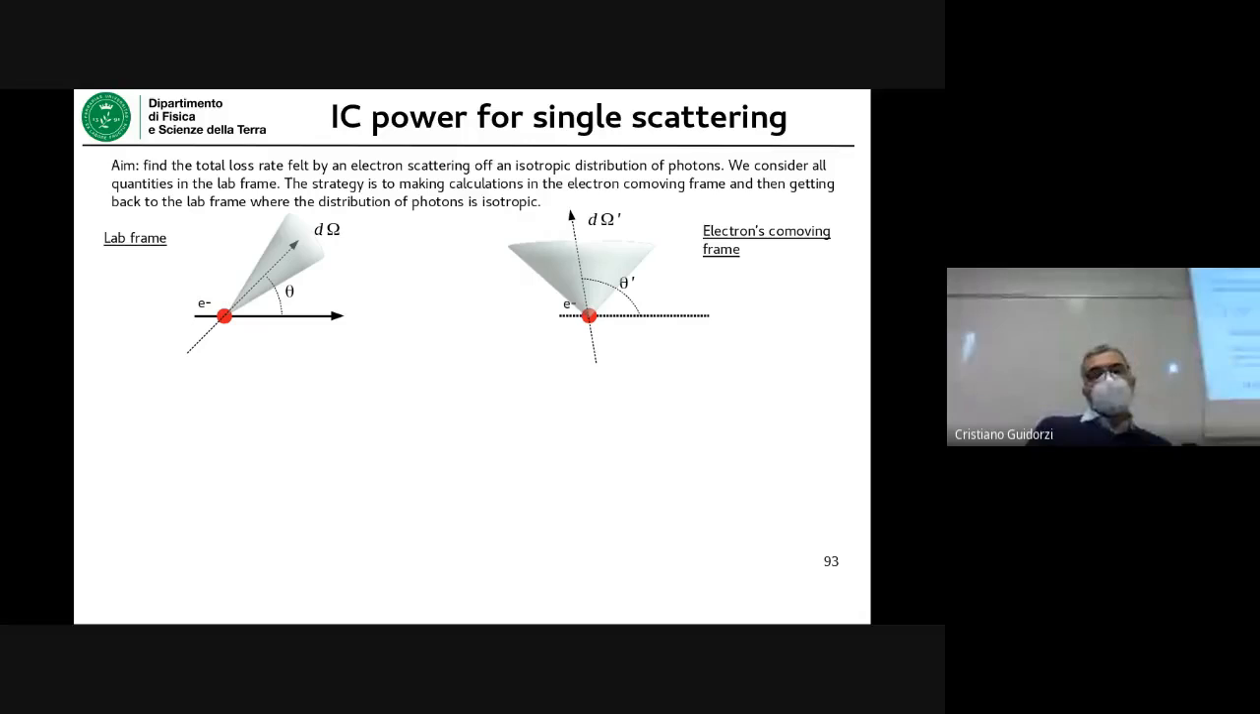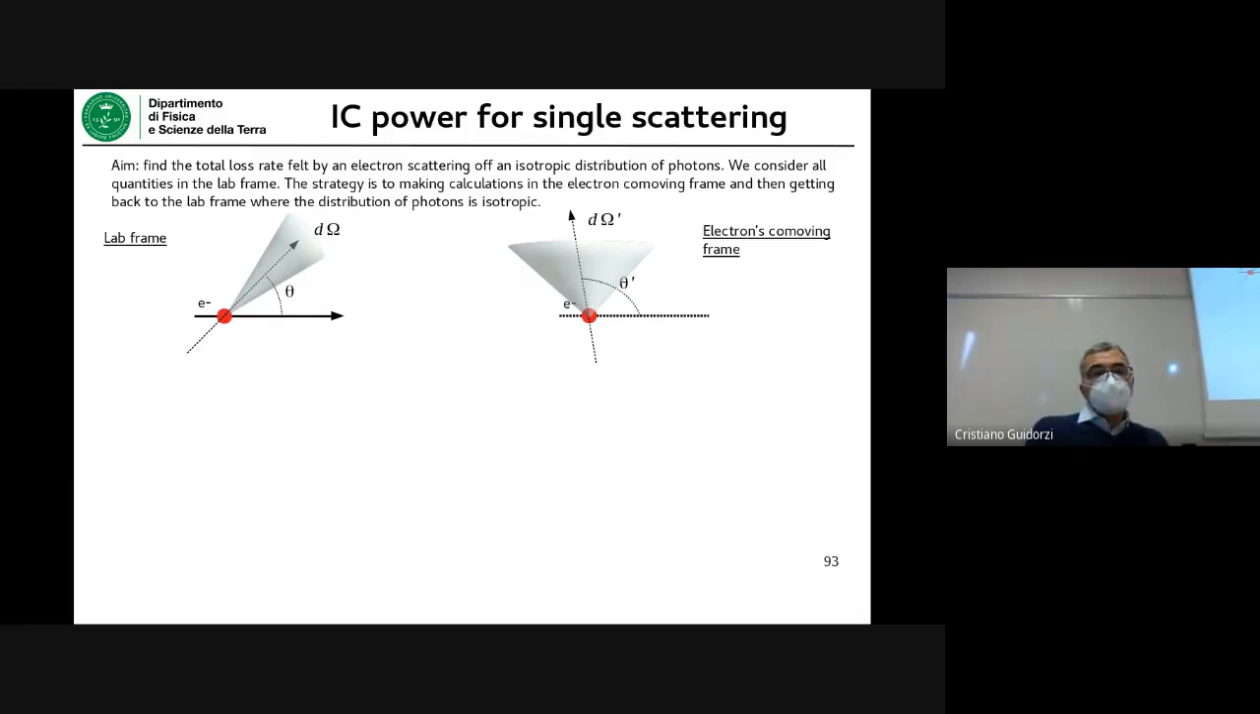What I would like to do now is some lengthy calculations about the power emitted through inverse Compton by an electron, an ultra-relativistic electron of course, which is traveling within an isotropic population of photons. The only assumption that I make is that this population of photons is isotropically distributed, with some given energy spectrum. So I can consider photons of any energy. I don't care about that.